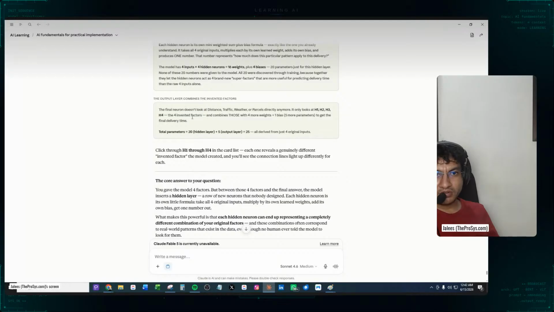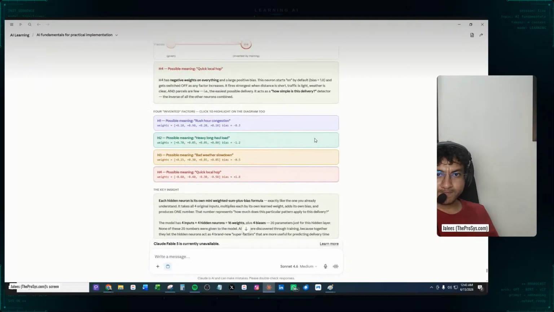The final neuron doesn't look at distance, traffic, weather, or parcels directly anymore. It only looks at these 4 invented factors, and combines them with 4 more weights and one bias to get the final delivery time.